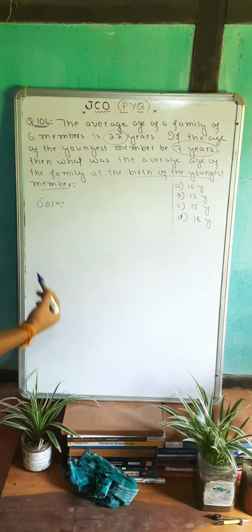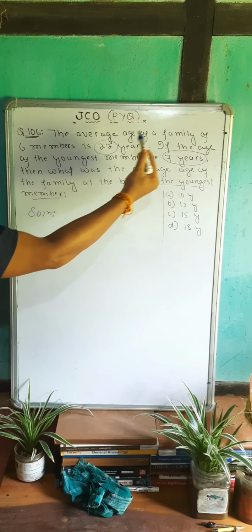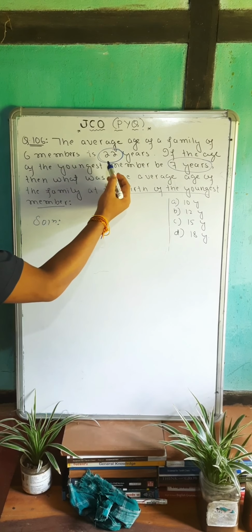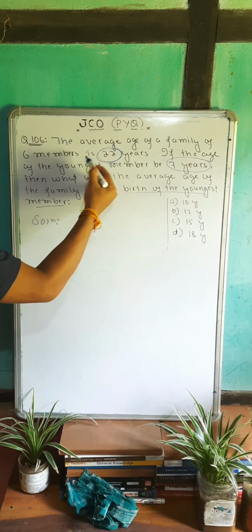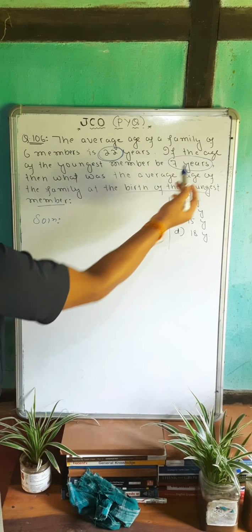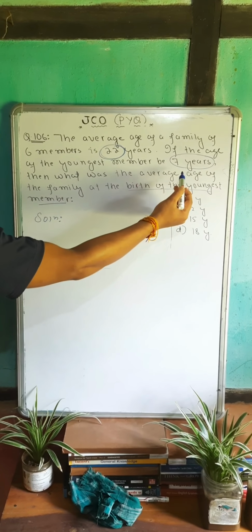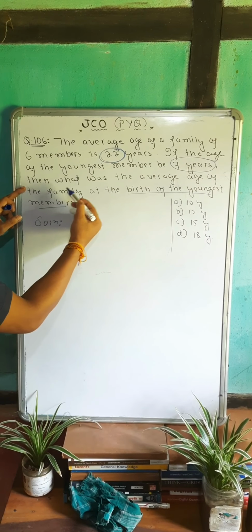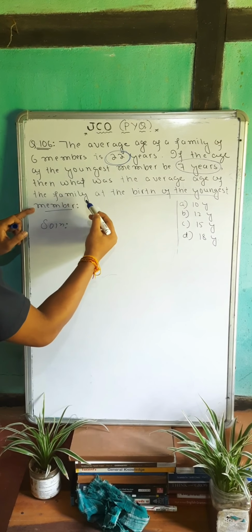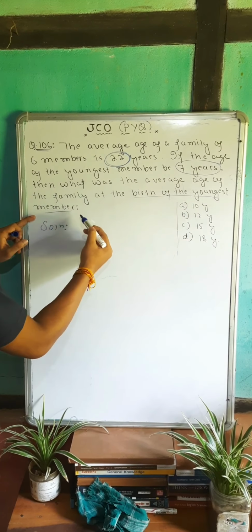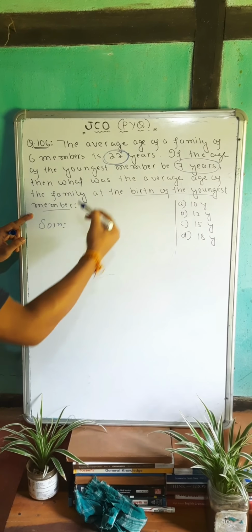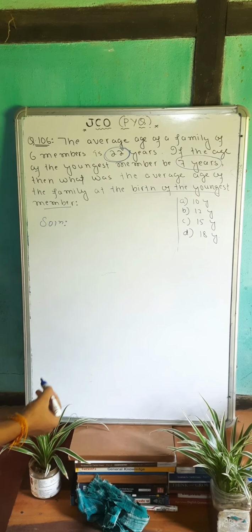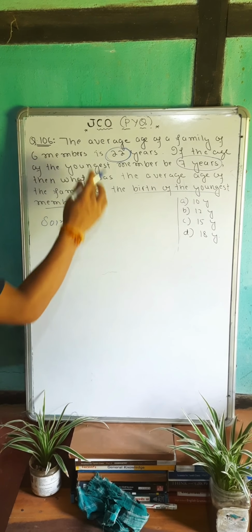Here is our first question. The average age of a family of 6 members is 22 years. 22 years is the average age of 6 family members. If the age of the youngest member is 7 years, then what was the average age of the family at the birth of the youngest member? That means we need to find the average age 7 years ago. Okay, let us solve the question now.